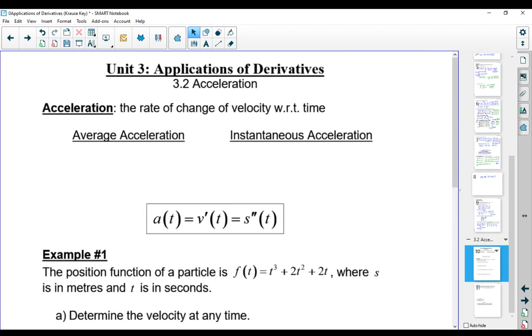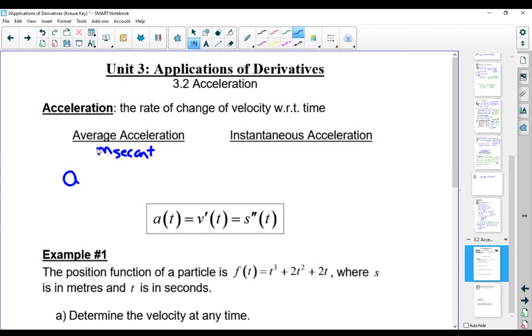So on to acceleration. Acceleration is the rate of change of velocity with respect to time. If you look back at your other notes, I believe I missed putting the word position in there. So velocity is the rate of change of the position with respect to time, and acceleration is the rate of change of velocity with respect to time. If we look first, just a reminder or refresher about average acceleration, this would be our secant line.